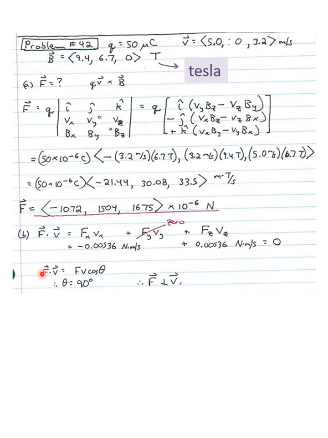Now, if the dot product is equal to 0, remember what dot product is. It also is F V times the cosine theta. That means if it comes out to 0, that they are perpendicular, because theta must be 90 degrees.